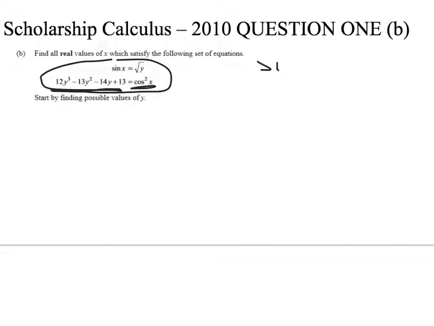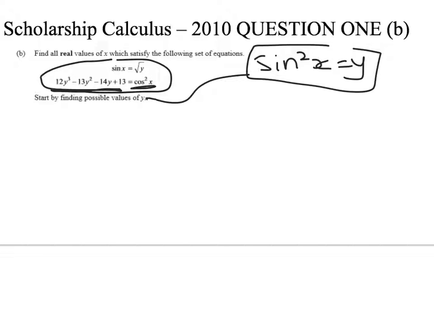So I'm going to start by rewriting that first one as sine squared x equals y, and I'm going to use this in here. And we're told to start by finding possible values of y. Now, I did this a slightly different way from how the schedule does it. I'm going to go through what I saw, but you might find other ways again.